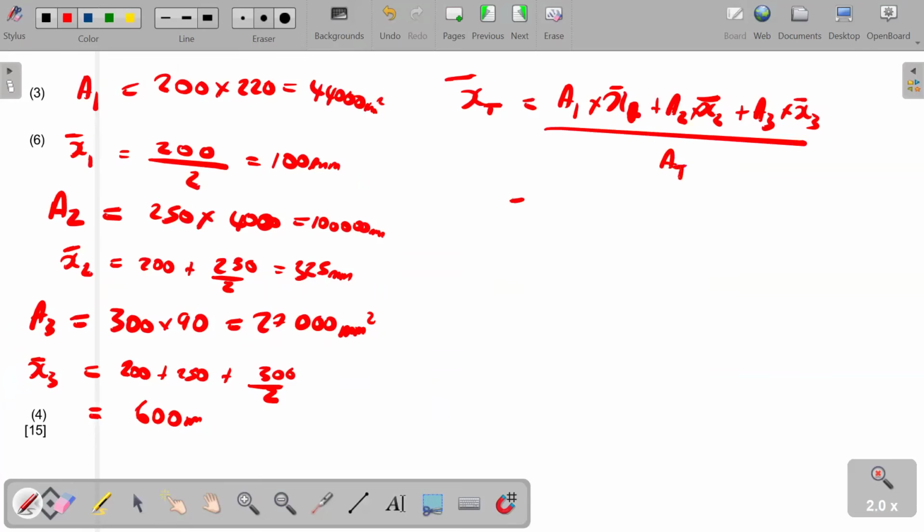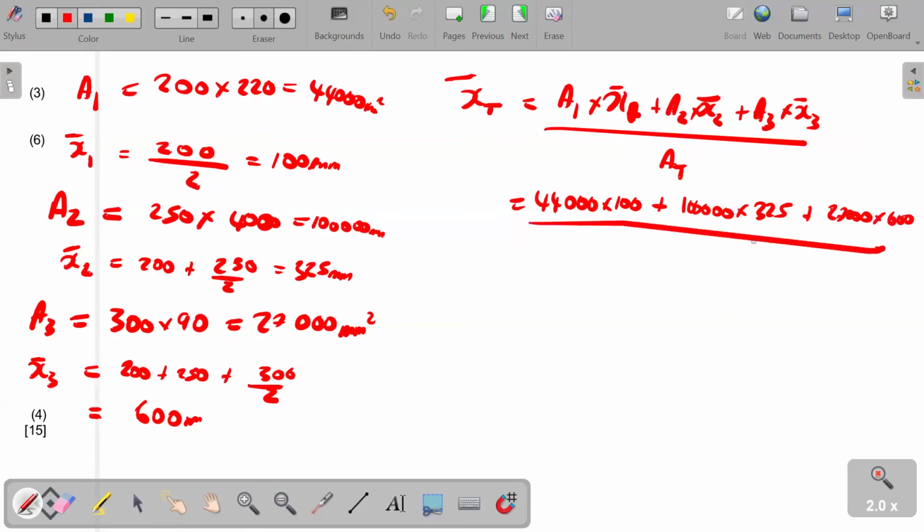Okay. So basically we are saying 44,000 that we multiply by 100, plus 100,000 multiplied by 325. That's what we got there. Plus 27,000 multiplying 600, divided by 171,000. And that in turn gives us 310.527 etc. So that's 310.526 millimeters to 3 decimal places.